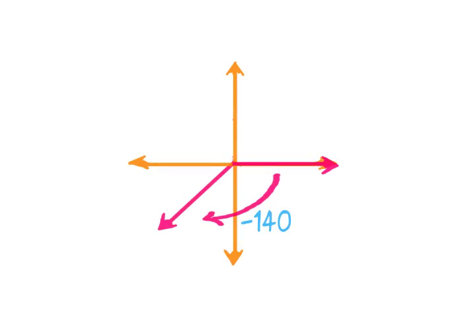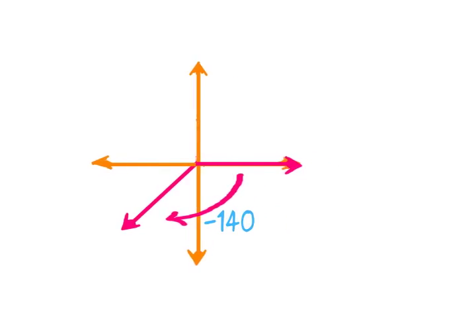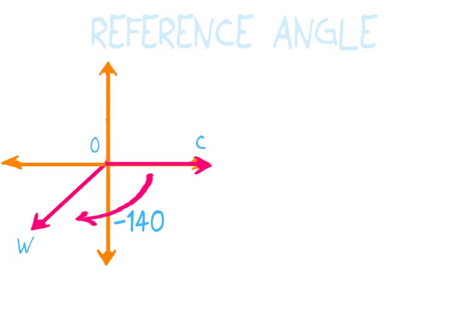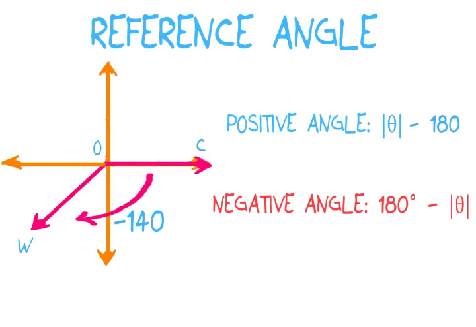Let us now move on to the third quadrant. In order to determine the reference angles of the third quadrant, we will use the following equations. For positive angles, angle theta minus 180. For negative angles, 180 minus angle theta.